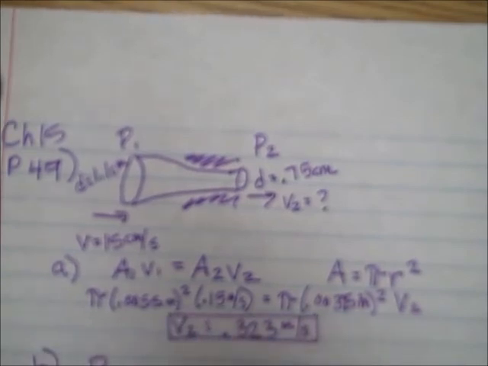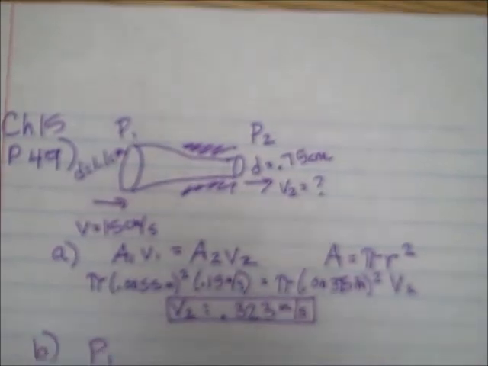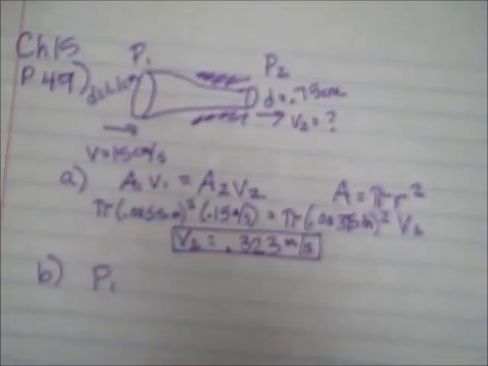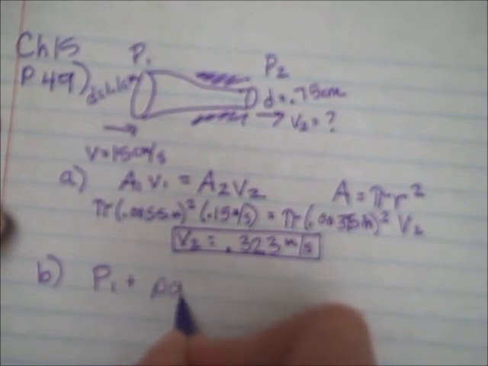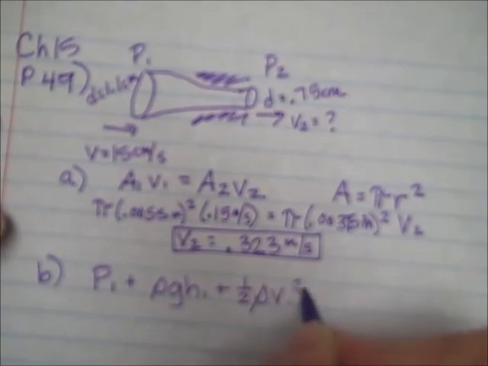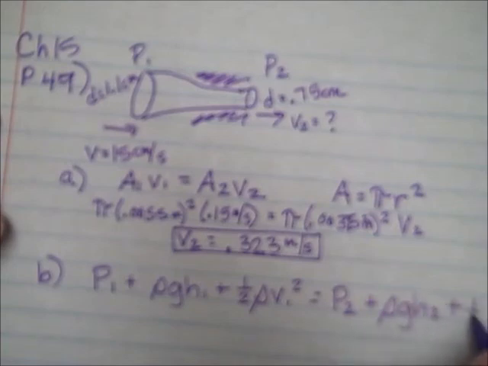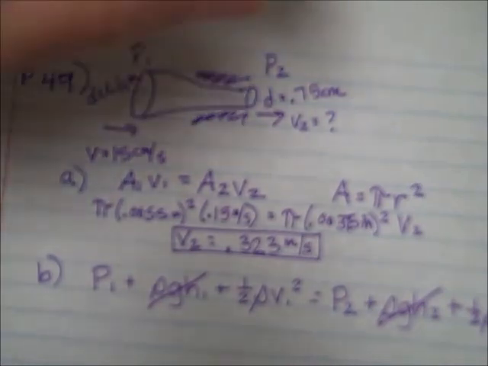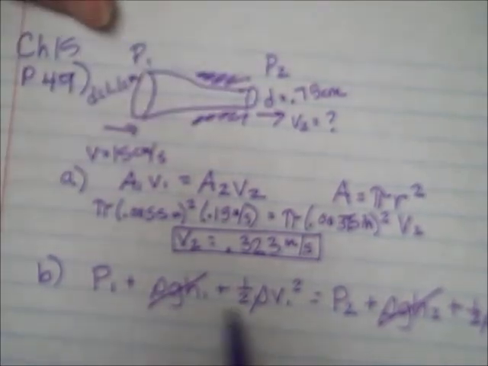To get the pressure, I can use Bernoulli's law. P1 plus rho g h1 plus 1/2 rho v1 squared has to add up to be a constant, so that equals P2 plus rho g h2 plus 1/2 rho v2 squared. Now the nice thing about this problem is there's no differential in height. Their center lines were along the same line. So we just have to account for the change in velocity and the change in pressure.